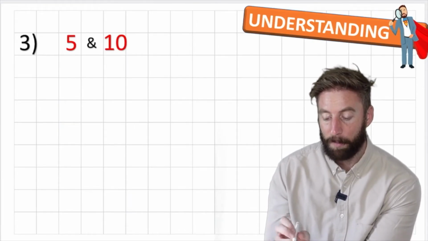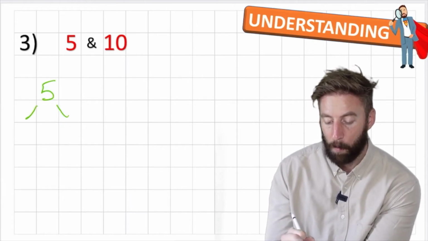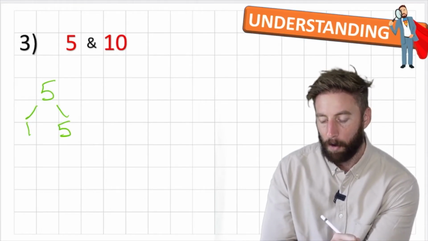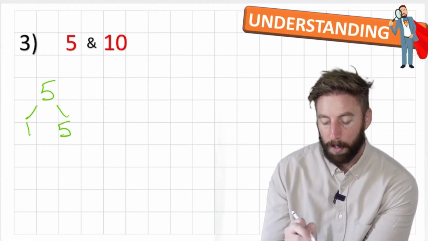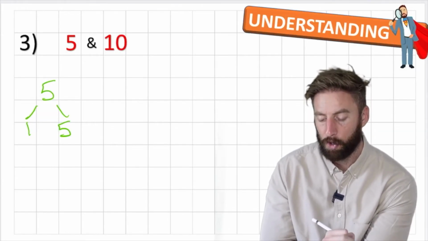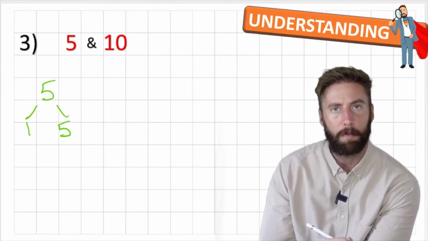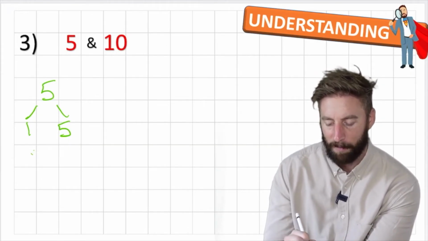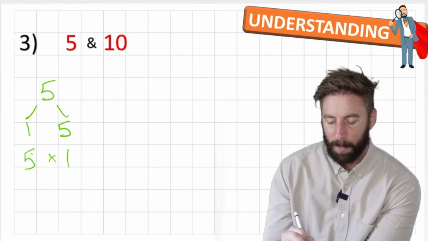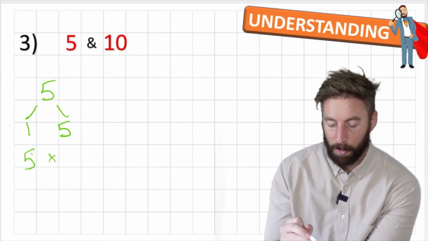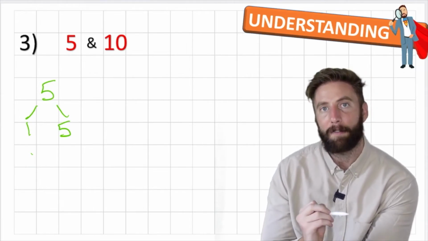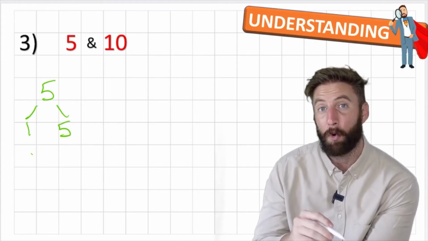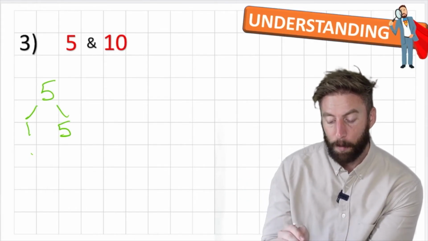So let's start with 5. Factors of 5 would be 1 and 5. And then, do I have any more? 2, no, 2 doesn't work. 3, no, 3 doesn't work. 4, no, 4 doesn't work. So we're back to 5. Well, we've already used our 5 and our 1, so we can't do that. So therefore, I only have these 2 factors. That makes 5 a prime number, which we're going to talk about more in our next video.